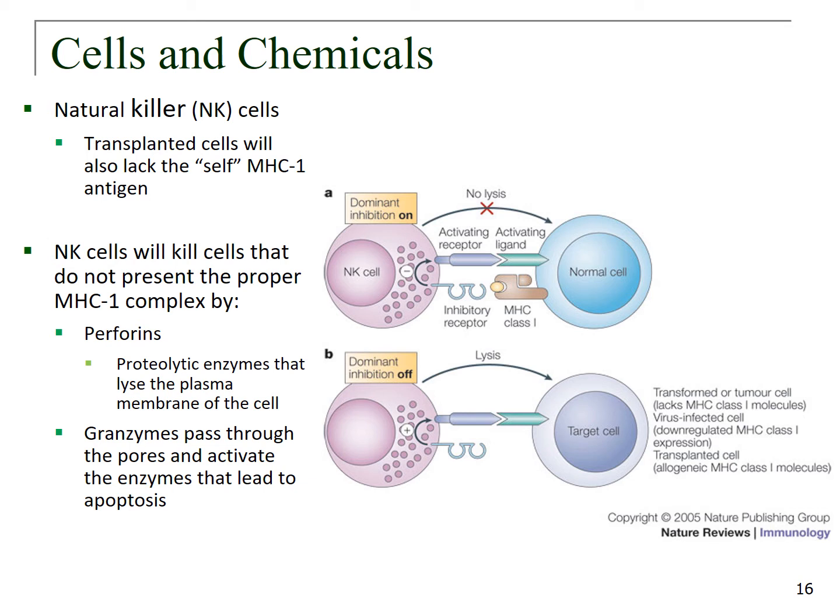Other enzymes called granzymes pass through those holes, and they activate the enzymes within the target cell that lead to programmed cell death. So basically, the MHC1 antigen is like a cellular ID card, and if you don't show the right ID card, then you get killed or you get instructed to commit suicide. So things can be pretty rough at the cellular level.